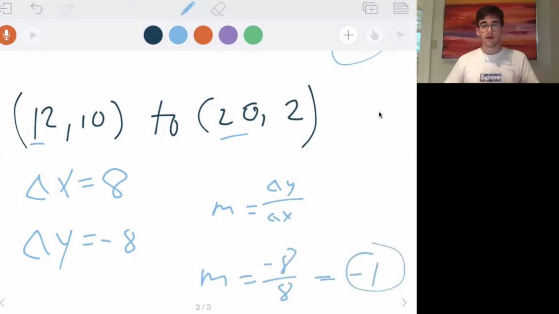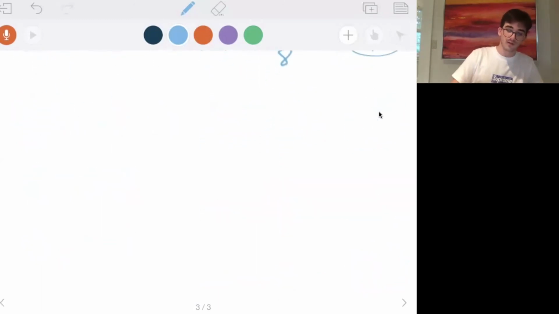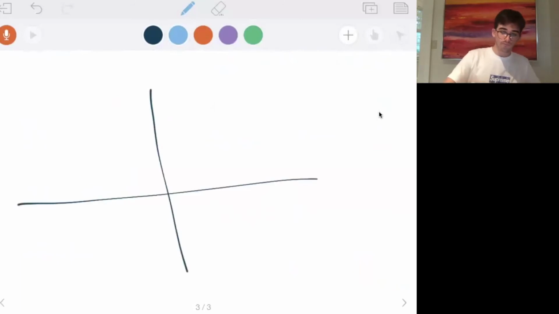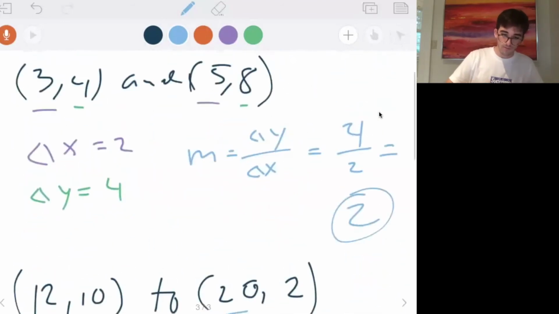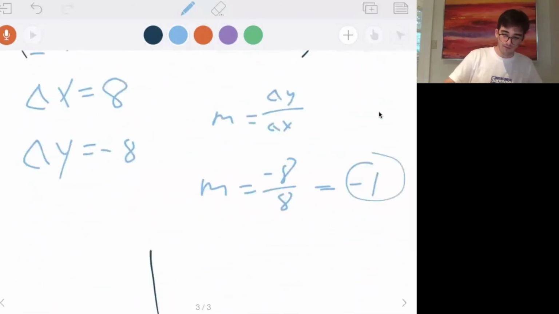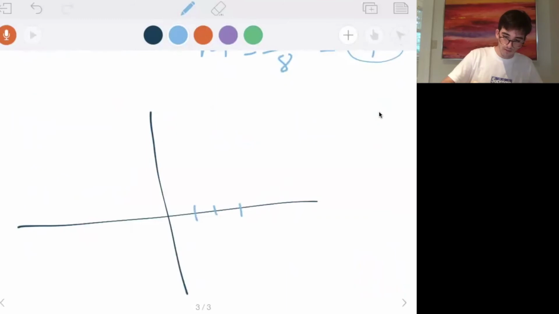Okay, so now that we've showed some examples of what slope is and how to calculate it, let's look at what it is graphically or visually. If we have our normal coordinate grid, let's say we have 2 points. Let's do the first example. We'll go from (3, 4) to (5, 8). So it's about 1, 2, 3, from about here to, right there. So here are my 2 points, (3, 4) to (5, 8).